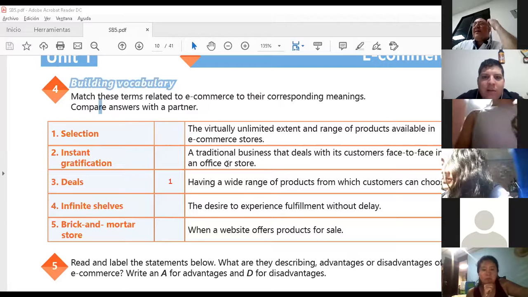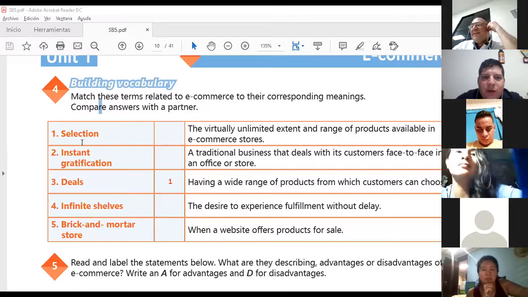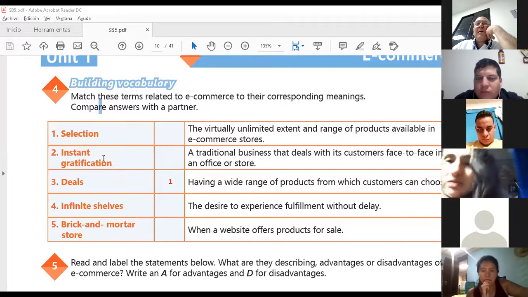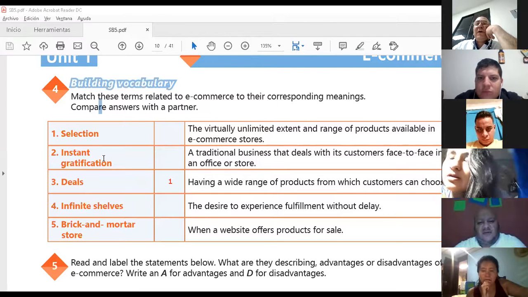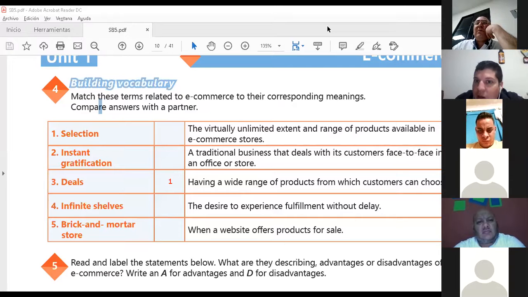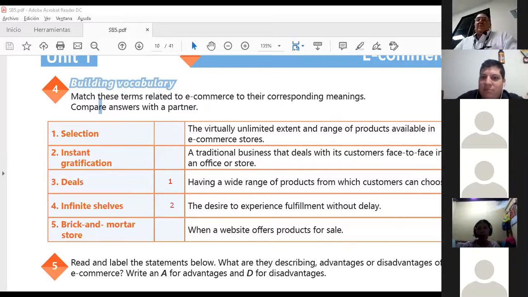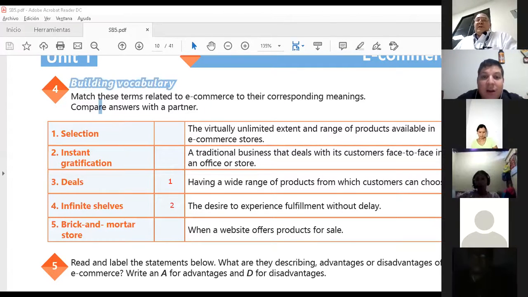What about instant gratification? What do you think it is? Instant gratification. The desire to experience fulfillment without delay. Do you guys agree? Yes, I'm agreeing. Yes. Good. I want to share something with you guys. And it's the following.